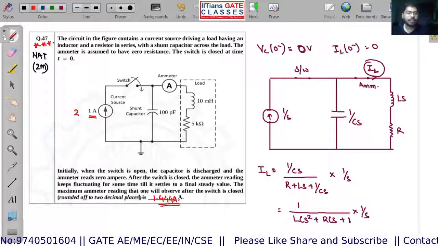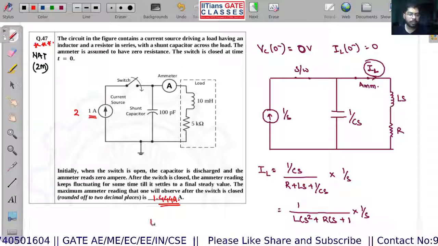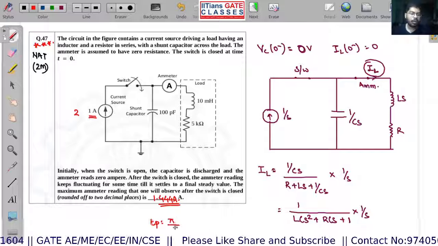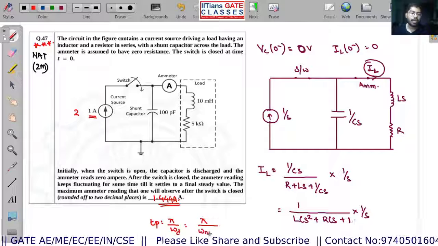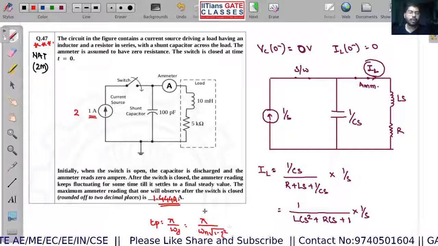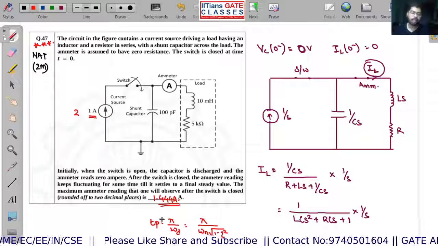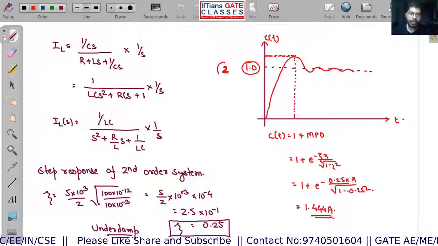Now if they asked what was the time at which you get this value, you are simply going to do what? T peak is equal to n pi by omega d, or pi by omega d, where omega d is omega n under root of 1 minus zeta square. So you are going to calculate this value also and comment it in the comment section below. This was a very good question, and note this point.